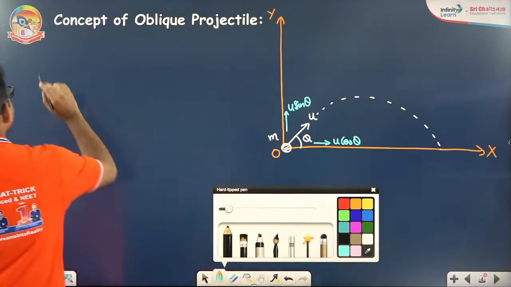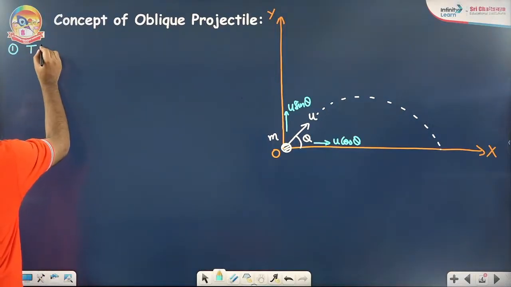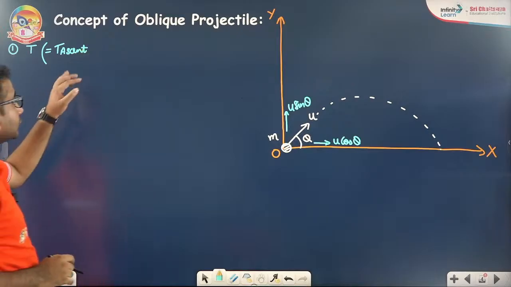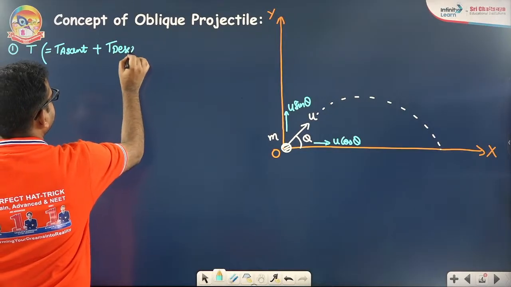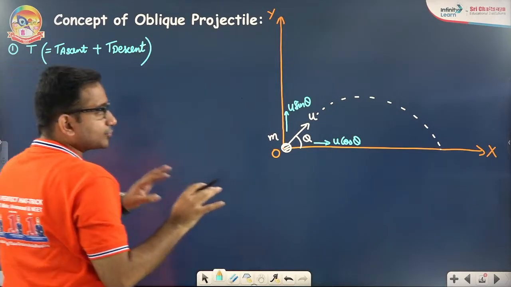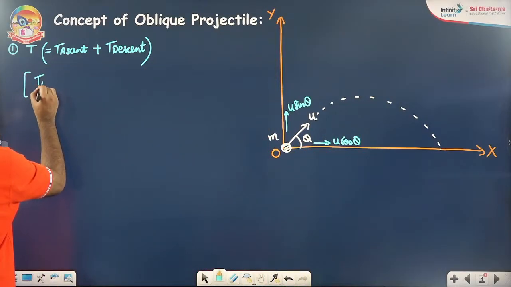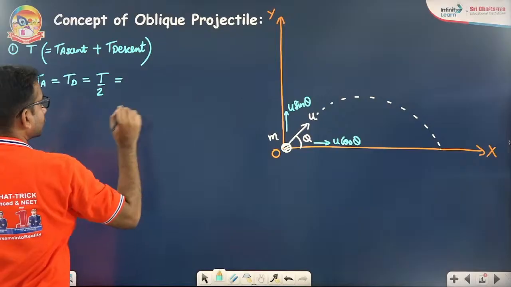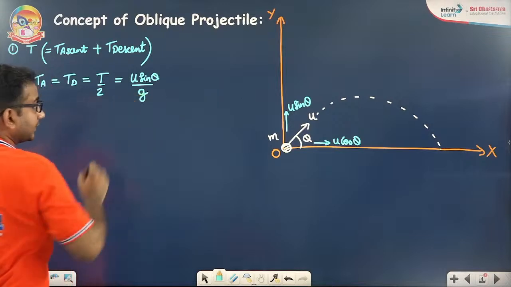So first thing, I'll rewrite it again for you. We talked about time of flight. Time of flight is basically time of ascent and time of descent. Time of ascent is the time for which the body is moving up plus time of descent. And here, because there is no air drag into the picture, I will write that time of ascent must be equal to time of descent. Both are equal and both are half of time of flight. So instead of 2u sin theta by g, you will get it as u sin theta by g.